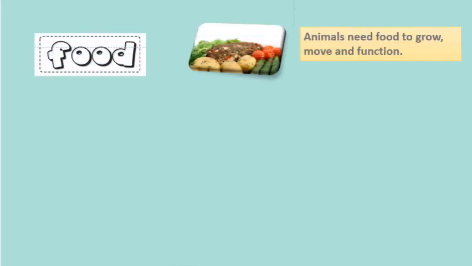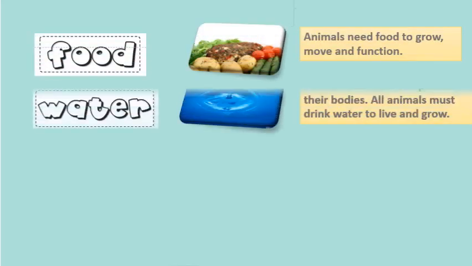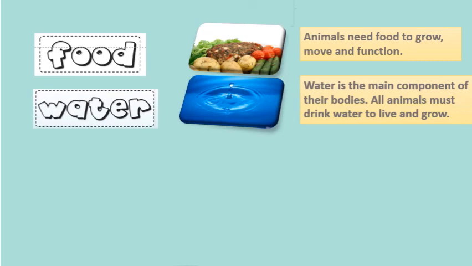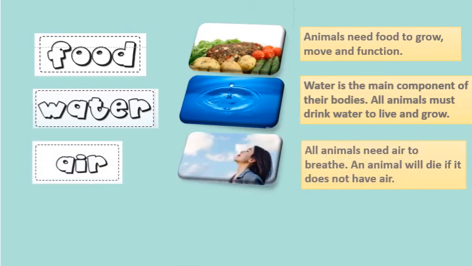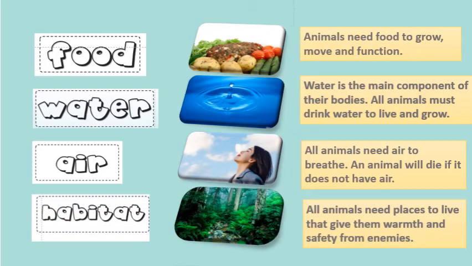Animals need food to grow, move, and function. Animals need water in order to live because water is the main component of their bodies. All animals need air to breathe. An animal will die if it does not have air. Habitat is the place where the animals live. All animals need places to live that give them warmth and safety from enemies.